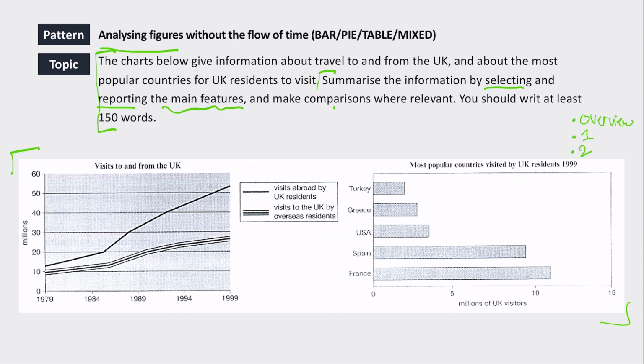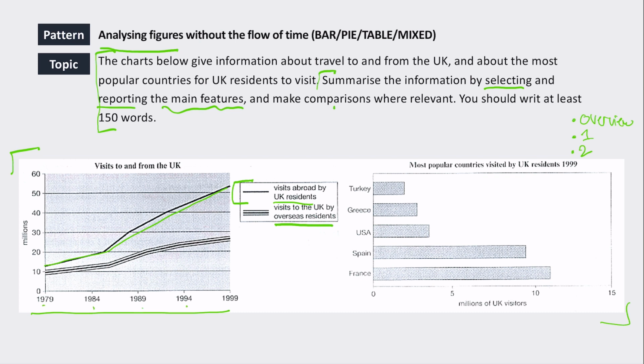On the first side, we've got visits to and from the UK. We've got a line chart where we can see first how many UK people are going abroad for their holiday, and it's increasing. Then we've got the other line showing visits to the UK by overseas residents, so how many people are coming to the UK on holiday. We want to be looking for main features, so it's change over time.